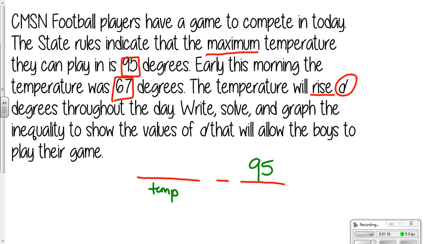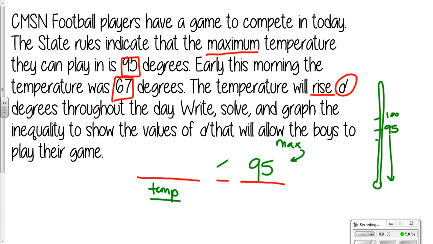But it says that the maximum temperature is 95. So maximum means that we can't be above it, right? If you picture a thermometer over here, okay? Picture a thermometer, and here's 95 degrees. Well, we can't go to 100, right? The maximum is not going to include that, but we can go below it, which means less than. So the temperature right here needs to be less than the 95 degrees, right?